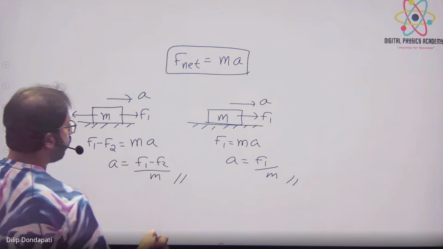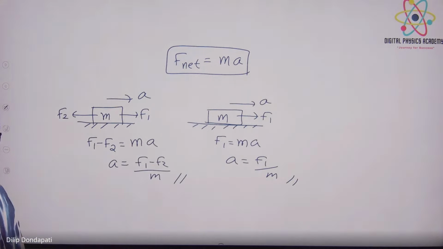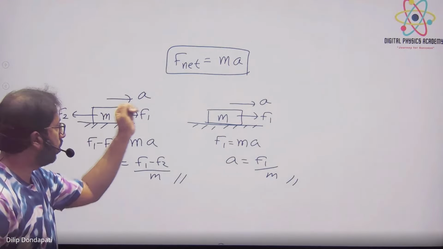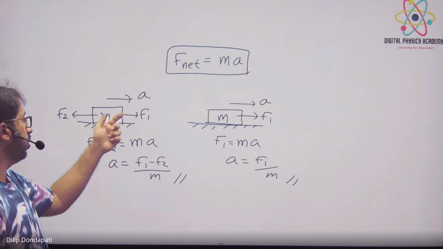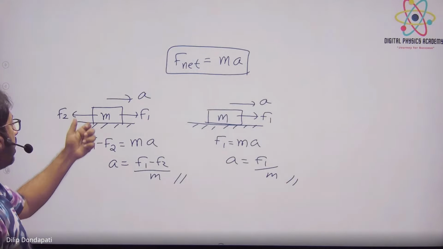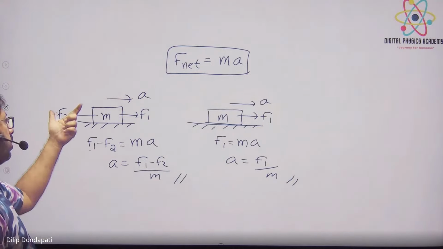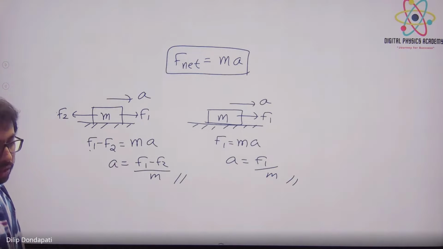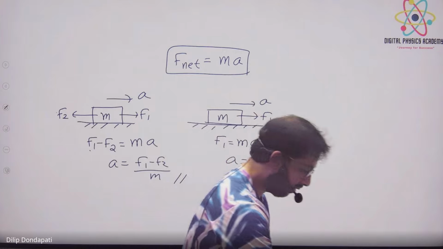So this is the method you have to follow for solving numericals. Don't get confused: wherever the body is accelerating, the force in that direction we should take as positive, that's why plus F1. And forces opposite to the direction of acceleration are all negative, and we use equal to ma. Okay, let's solve questions based on all these things.